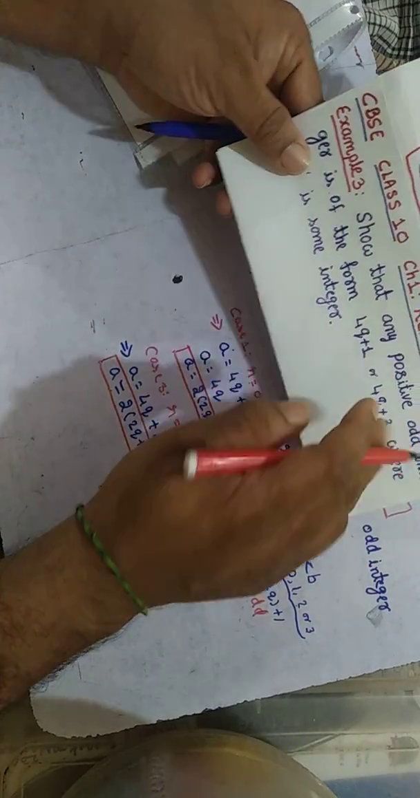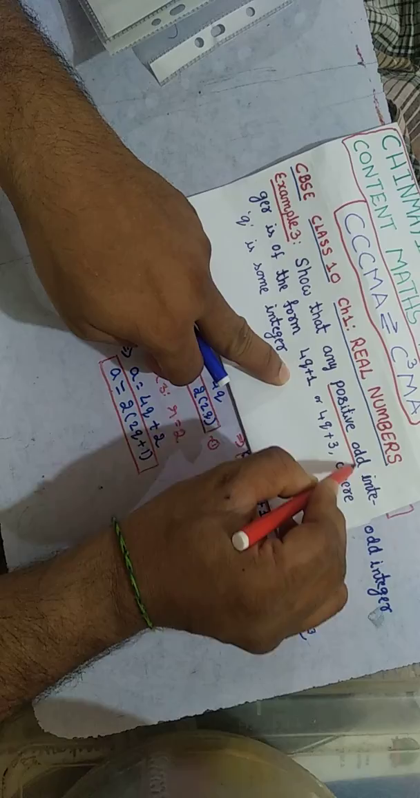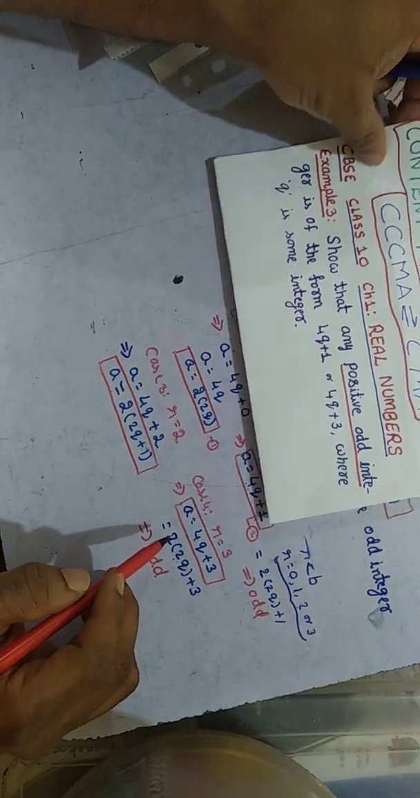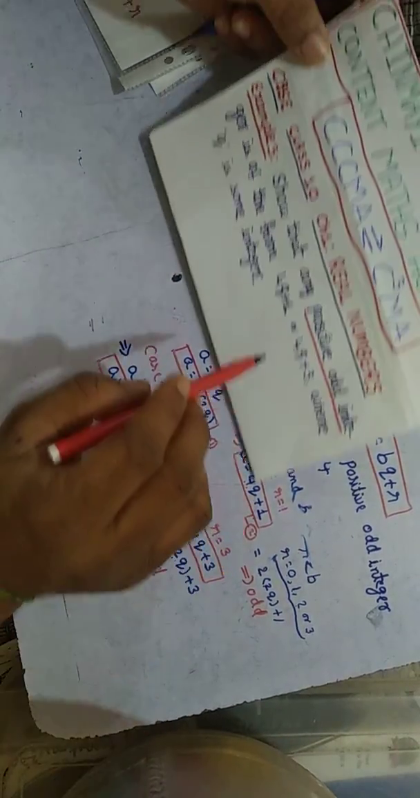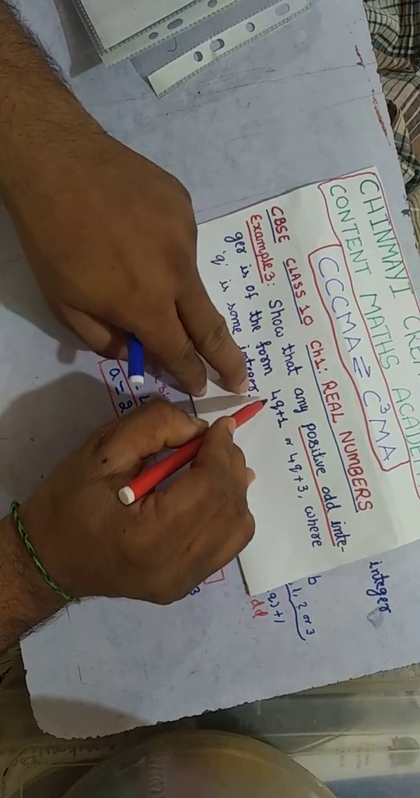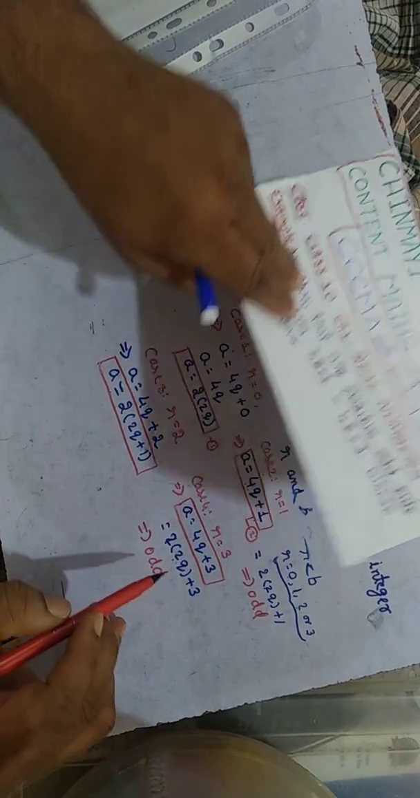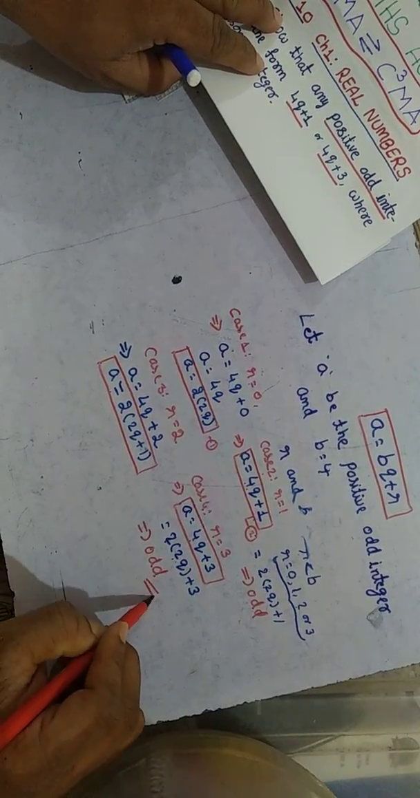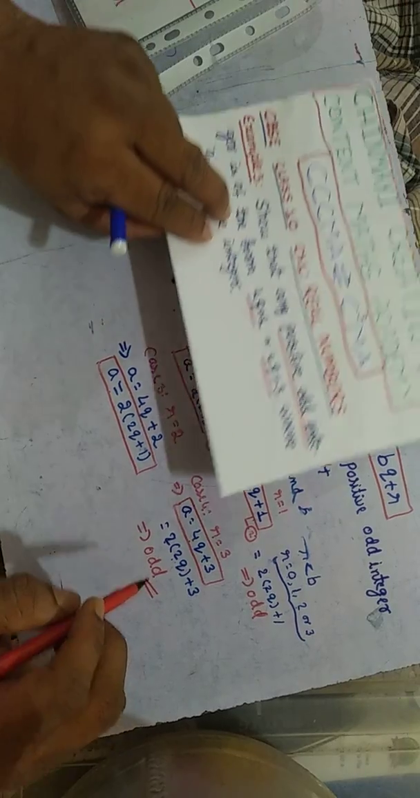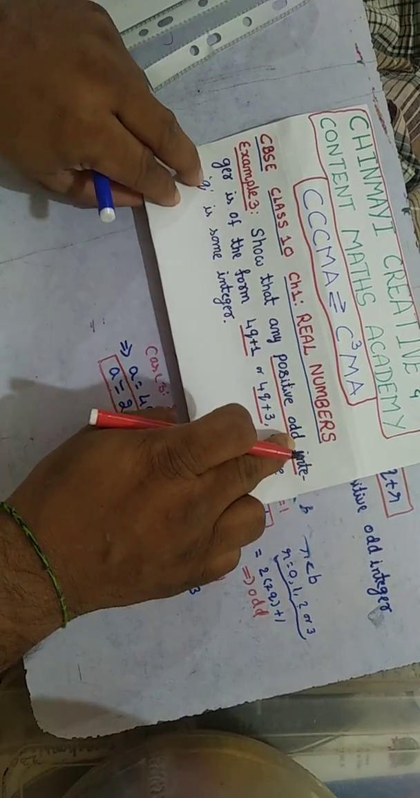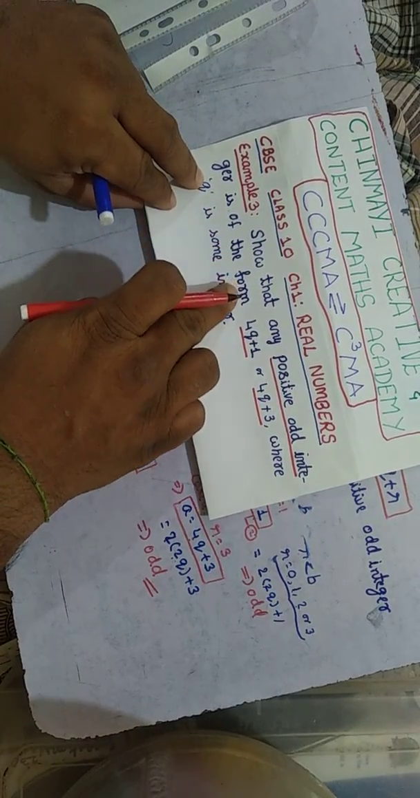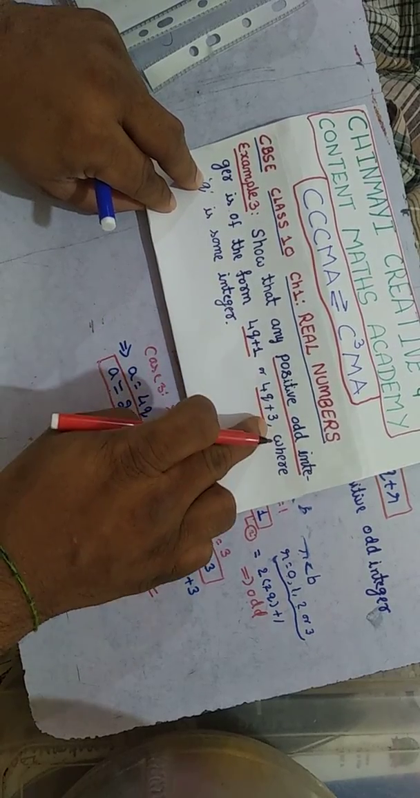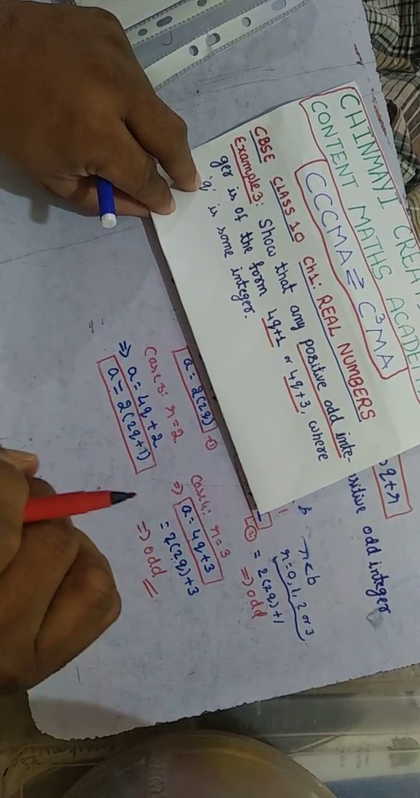So as per the question, we proved that every positive odd integer is in the form 4q plus 1 or 4q plus 3. Yes, 4q plus 1 and 4q plus 3 is enough. And the conclusion: any positive odd integer is of the form 4q plus 1 or 4q plus 3, where q is some integer.